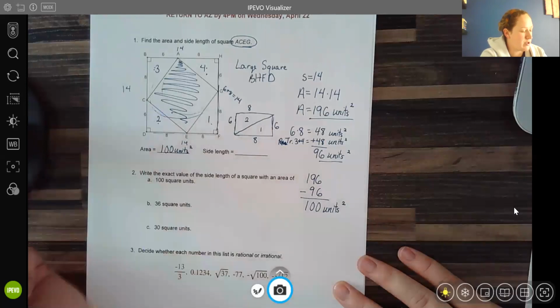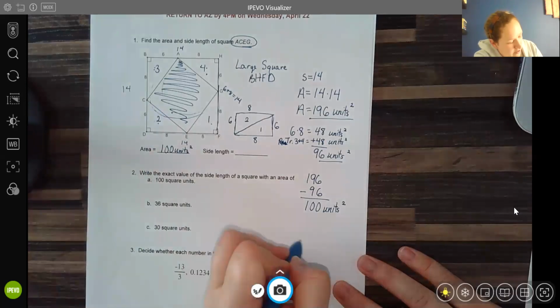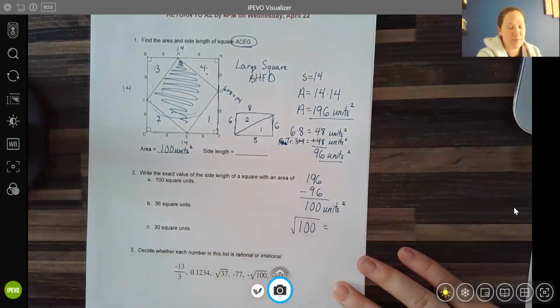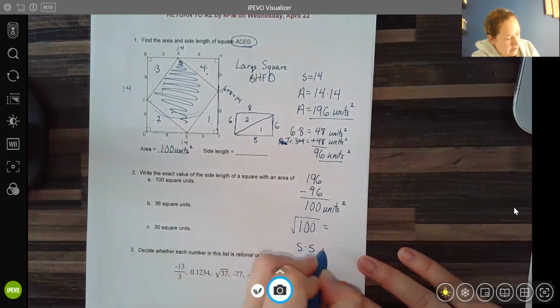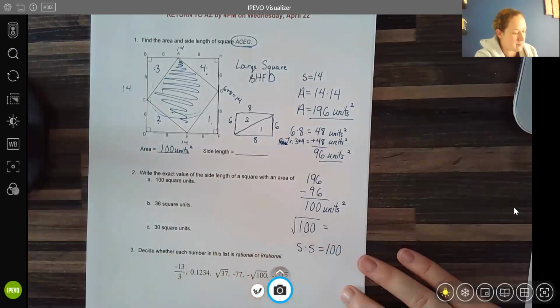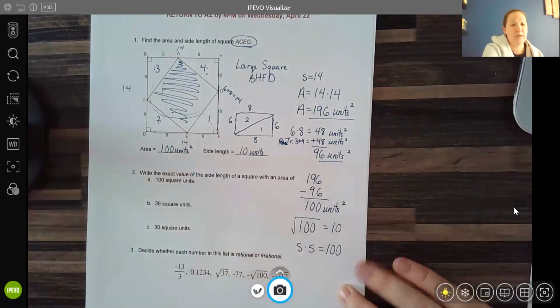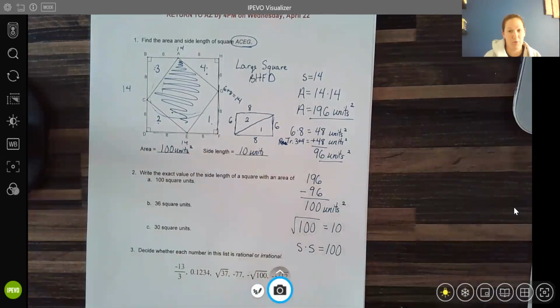So if the interior is 100, to work backwards, I need to find the square root of 100. So what number times itself, S times S, has to equal 100? And I know that the number that when I multiply it times itself equals 100, that would be 10. So my side length is 10. And because it's the side length, my units are just 1, right? It's just a single unit. So I don't have to square it or cube it. So my side length is 10 units.